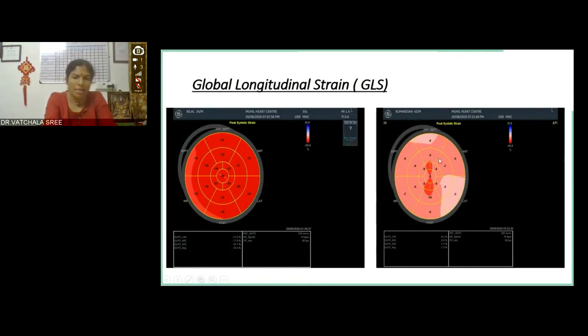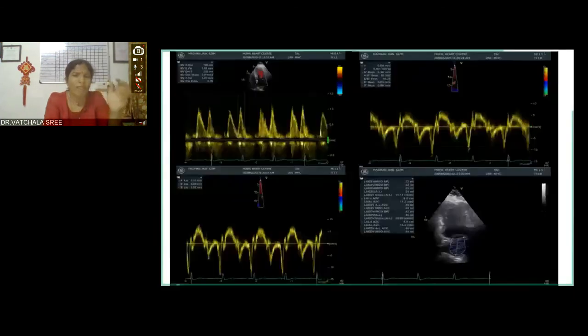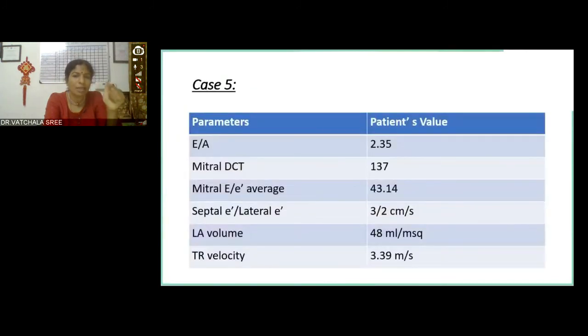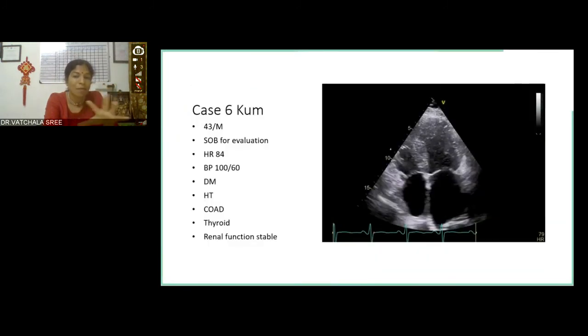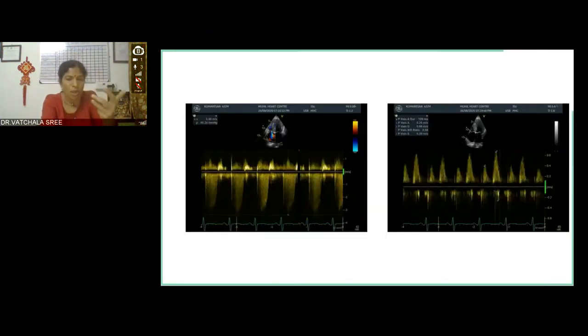His EF was something like 50. But when we report, we say that this EF is an overestimation because of the LVH. We don't accept that EF. We know for sure that that EF is wrong. So we give a caution to the clinician: although the EF is 50, don't get misguided by that. That EF is contributed by the LVH. So that is one aspect.